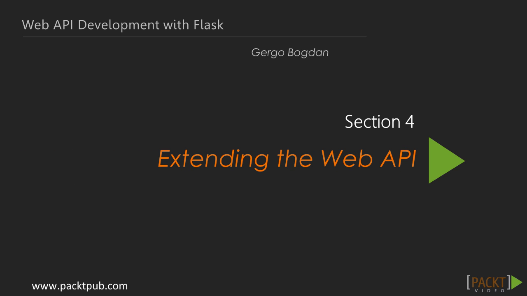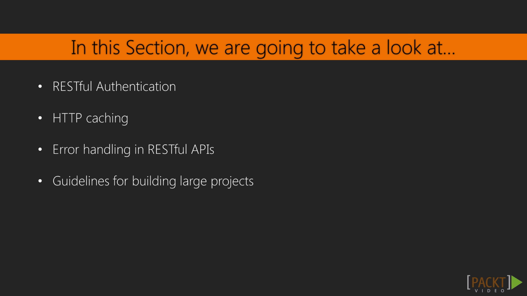Hi and welcome to the first video of section 4, Extending the Web API. In this section, we are going to cover the authentication possibilities for RESTful API. Then we will learn when HTTP caching should be used. We will continue with learning how to handle errors within a RESTful API, and in the end, we will cover some guidelines for building large projects with Flask.